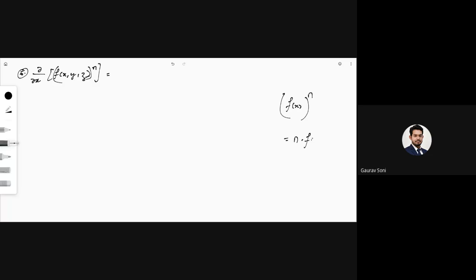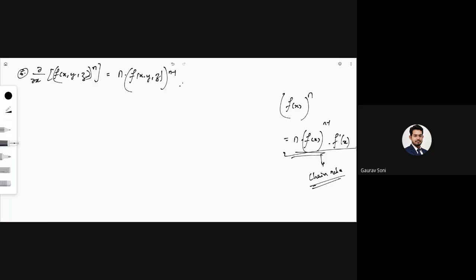Okay. Further. That's it. Fine. Into f dash x. Pratik, you want to say something in this? Into f dash of x. That is called the chain rule. So the same chain rule we have to use here. So we'll have n f of x y z raised to n minus 1.